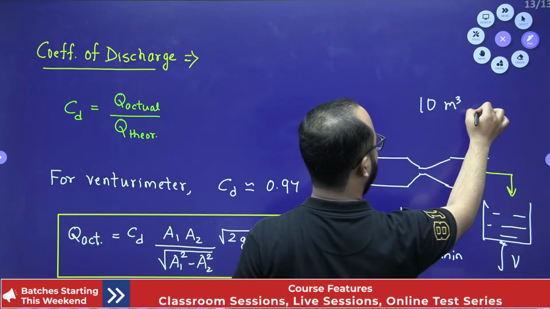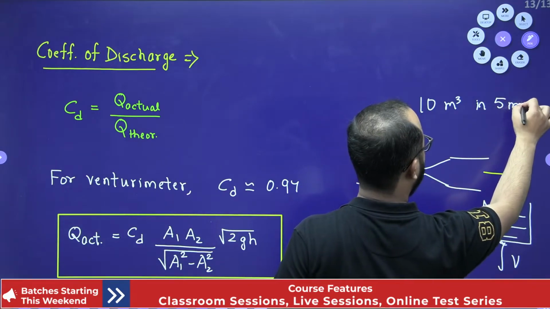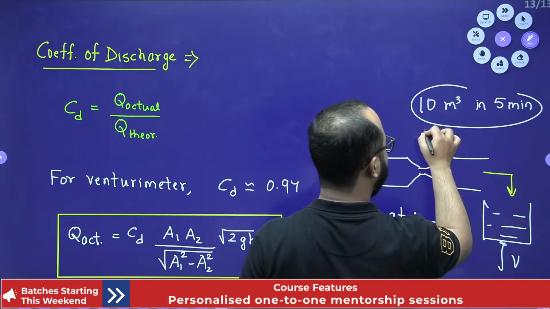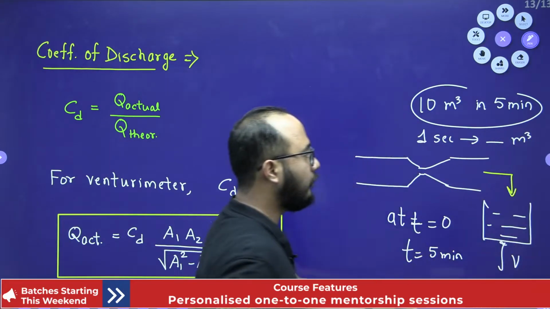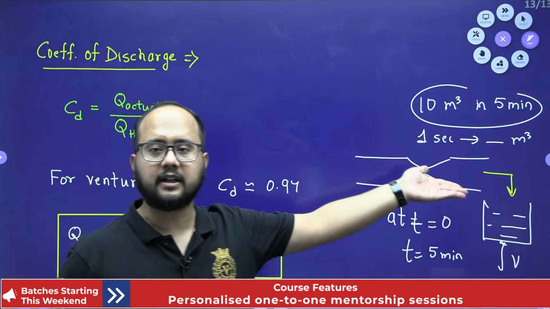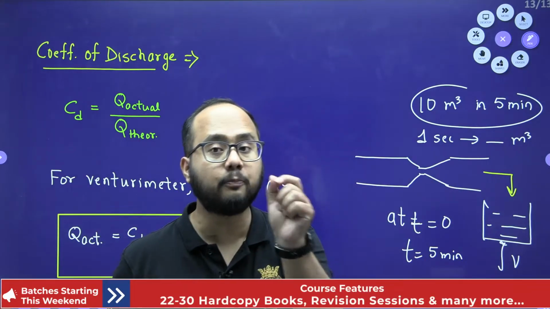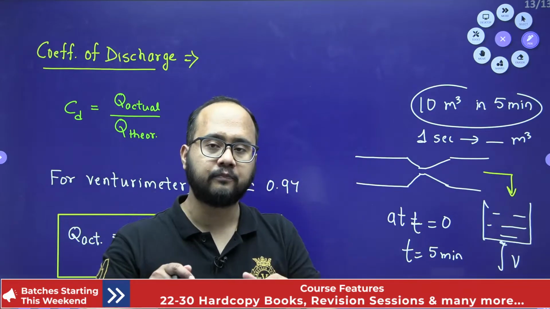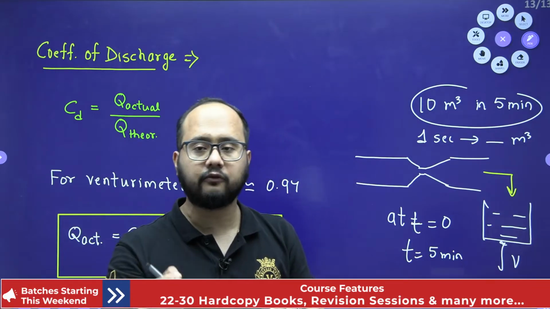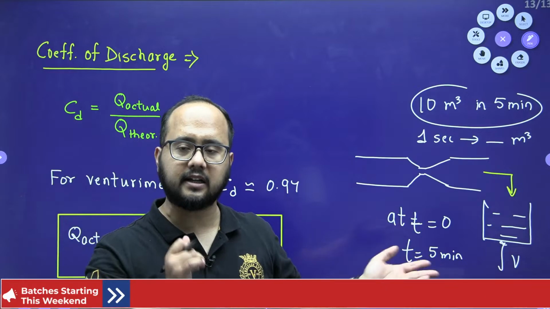Now from this you can easily calculate how many meter cube will be there in 1 second. From basic mathematics, you will get the flow rate in meter cube per second. That is how we get the actual discharge. Theoretical discharge we get from the formula only. Just put the values, and you will get the actual discharge.